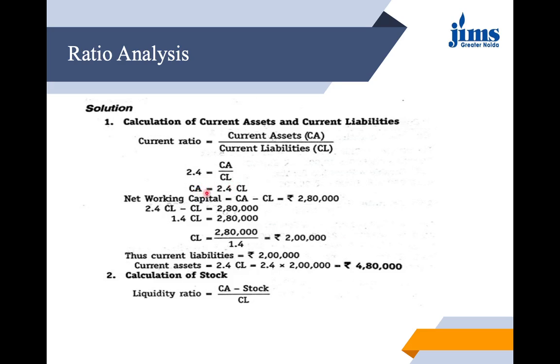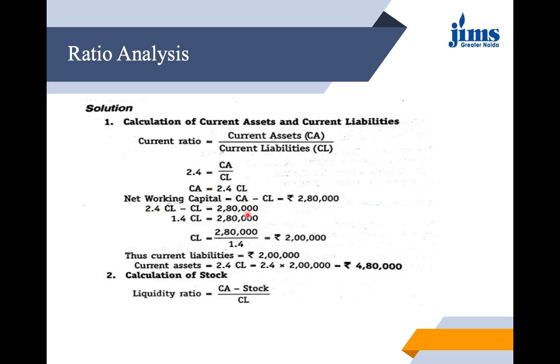From here we are able to obtain the relationship between current assets and current liabilities. We have cross multiplied and obtained CA equals 2.4 CL. We have net working capital as 2.8 lakhs, so we can use that relationship. In this equation we have substituted the value of CA, so 2.4 CL minus CL equals 2,80,000.